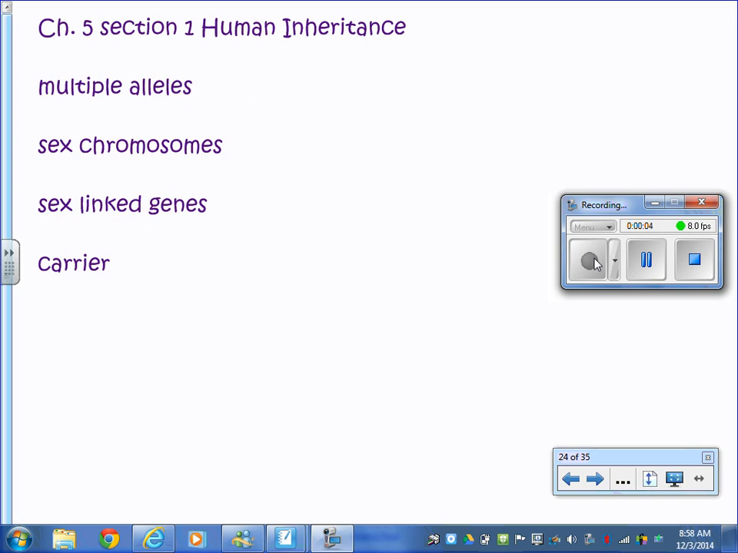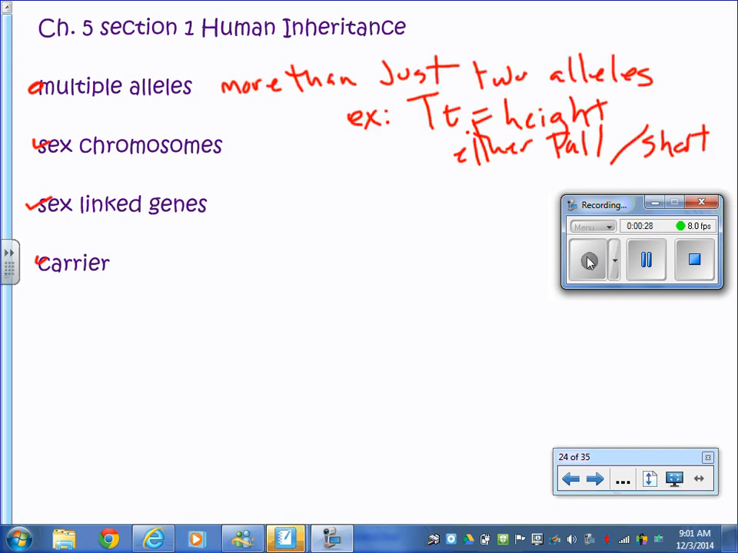All right, today let's go over a little bit more of this. Yesterday we talked a little bit about the worksheets, and today we're going to talk about multiple alleles. Yesterday's flipped lessons, we talked about sex-linked genes and the sex chromosomes and being a carrier. Today we'll talk about multiple alleles. Now, multiple allele is when there is more than just the two choices.